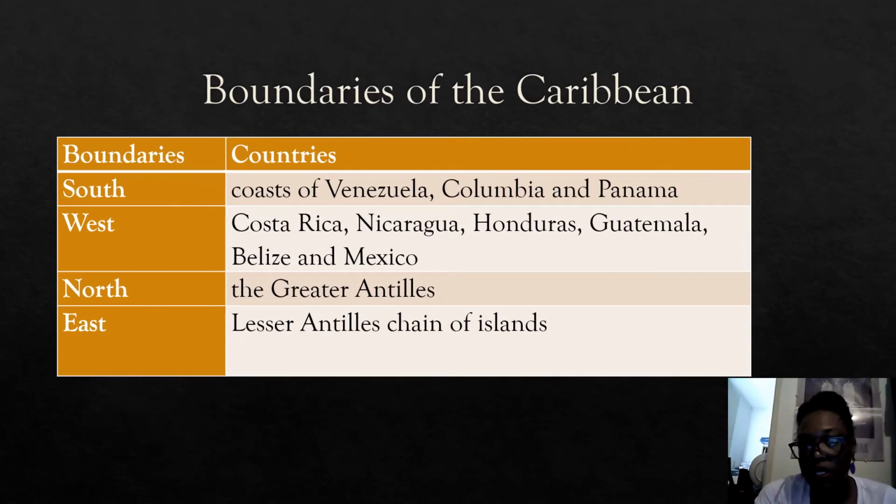Now, if we're using the geographical definition of the Caribbean as being the area or the lands washed by the Caribbean Sea, then this definition means that the Caribbean has four borders. To the south, this would be the area Venezuela, Colombia, and Panama. To the west, the areas would have been Costa Rica, Nicaragua, Honduras, Guatemala, Belize, and Mexico. To the north, this would be the Greater Antilles, and to the east, this would be the Lesser Antilles chains of islands. Okay.